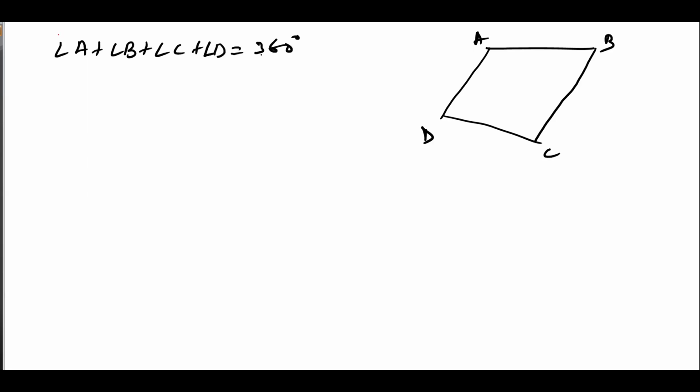Now, if I'm having any quadrilateral, you know that the sum of all the angles of a quadrilateral is 360 degrees. If you add all the angles, angle A plus angle B plus angle C plus angle D is equal to 360 degrees. Got it? It is given that angle A plus angle C is equal to 140 degrees. Got it? Yes, sir, 140 degrees.